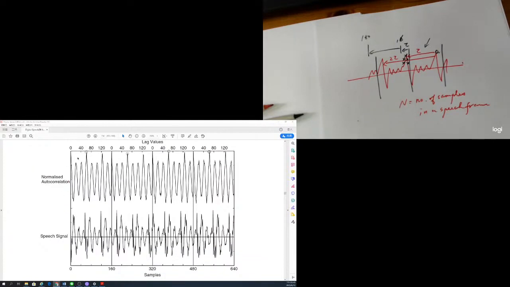You can see we try to find the maximum one. With the normalized autocorrelation, we can get a better pitch value. However, you still have the double pitch here.